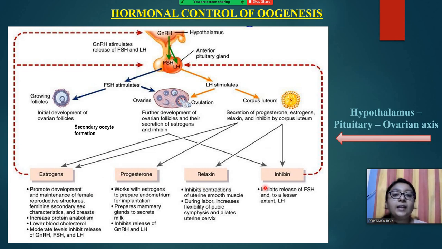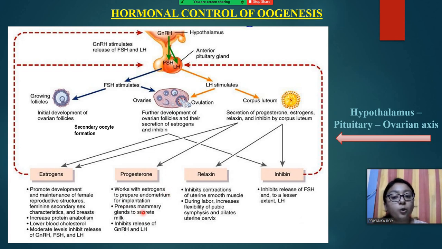Relaxin and inhibin. Relaxin is basically the hormone responsible for controlling the contractions of the uterine muscles. During labor, it helps in the flexibility of the uterus, and therefore it helps in pushing the baby out of the mother's body, as well as it dilates the uterine cervix, and therefore it becomes easy for the baby to come out. And inhibin inhibits the release of FSH and to a lesser extent LH. So inhibin has the same function as in spermatogenesis. It inhibits the release of FSH and LH and creates a negative feedback loop.